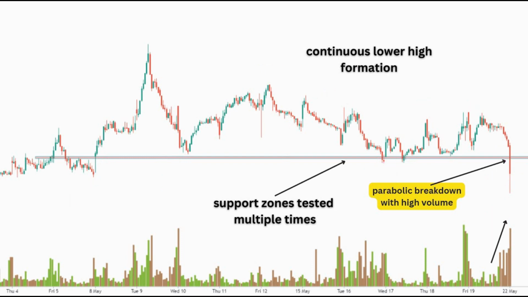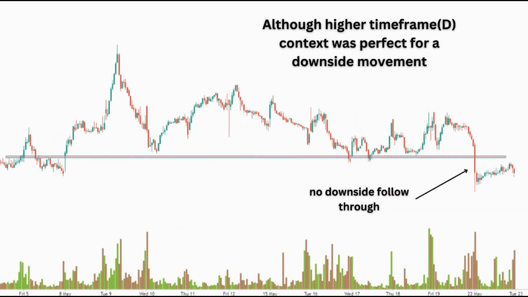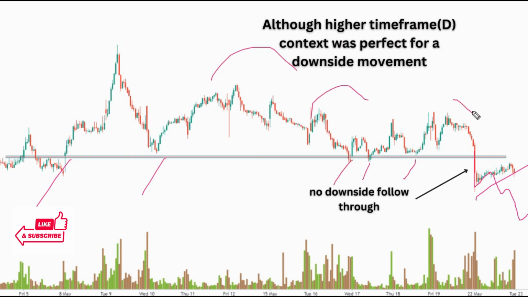What happened next? See, no downside follow through. After this breakdown, no downside follow through. Although the higher time frame context was very okay for a breakdown setup, the intraday price action is very important. See here, the support zone is tested multiple times, continuous lower high formation, but still we will not enter sell here. Why? Because the intraday price action is not a perfect setup for us to sell at these levels.